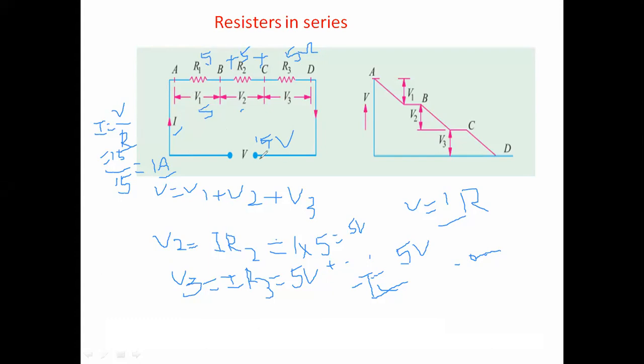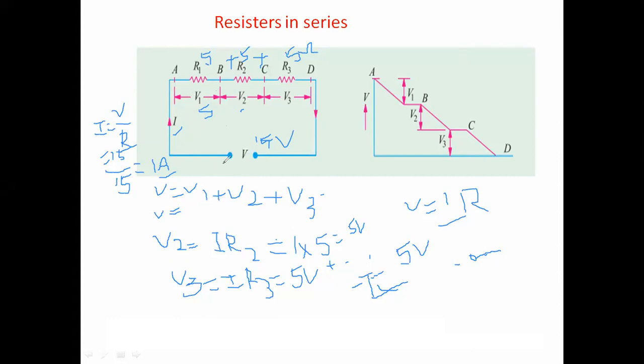So now the total applied voltage V is the sum of V1 plus V2 plus V3. V1 is 5 volts, V2 is 5, and V3 is 5. Total it is 15. So hence V is equal to the total voltage. Proved. It is equal to V.